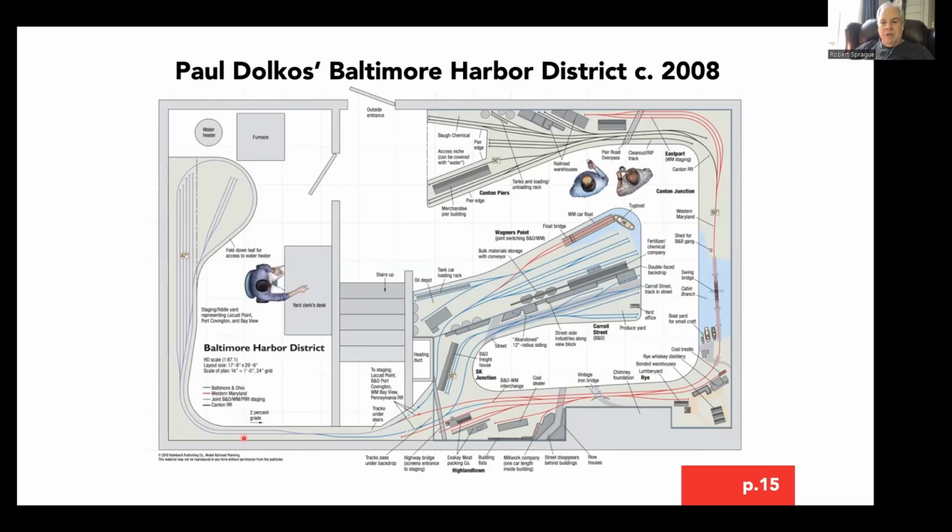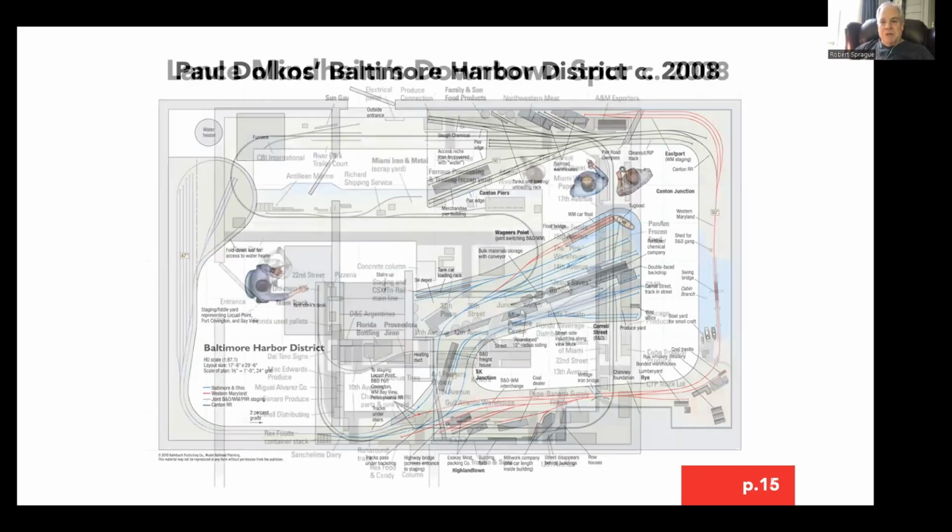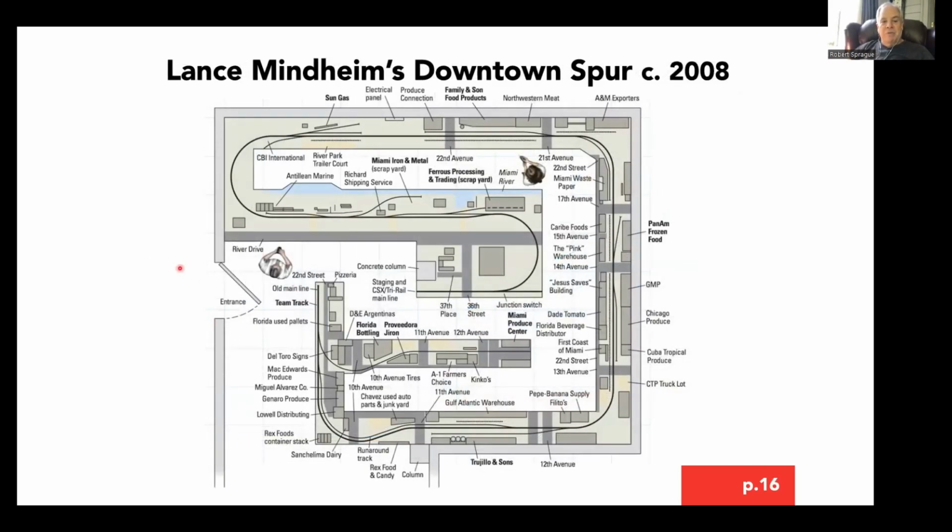And then another evolution, I think, is a lot of what Lance Mendheim advocates for what he does, which is, of course, heavy on the scenery, but this is the layout of his downtown spur layout, which is based on the prototype CSX in Miami, and a lot of room to operate, but a lot of room for Lance's great urban scenery work as well.